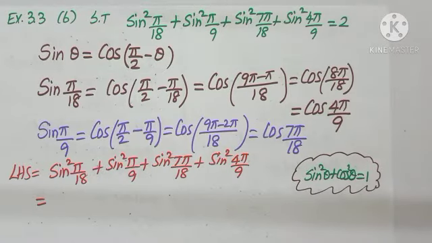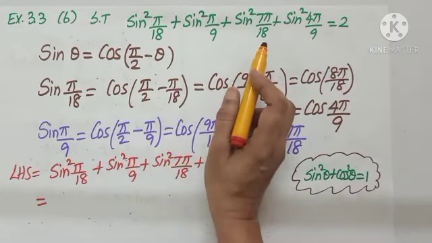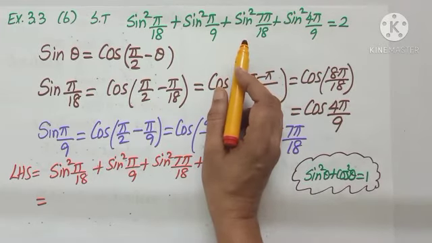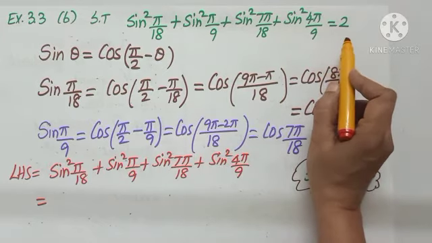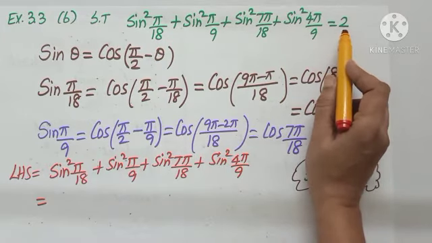Question number 6. Show that sin square pi by 18 plus sin square pi by 9 plus sin square 7 pi by 18 plus sin square 4 pi by 9 equals 2. As you look at the problem, it may look very difficult, but it is not so. The right hand side gives us a clue. Here 2 is given.